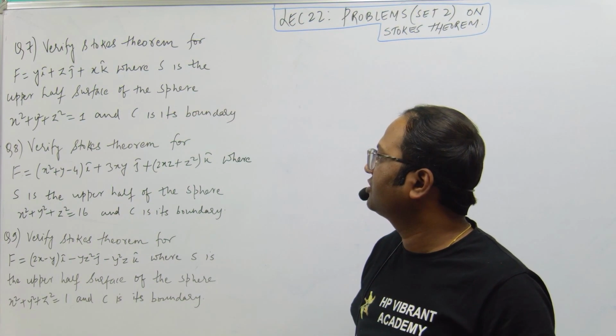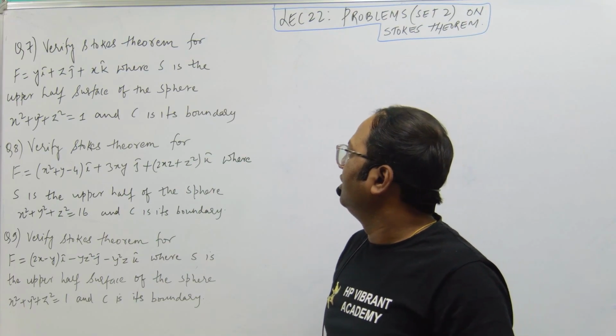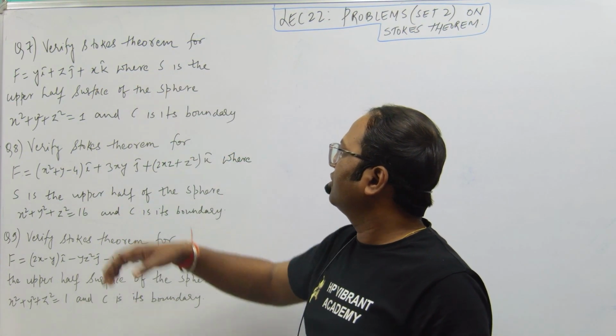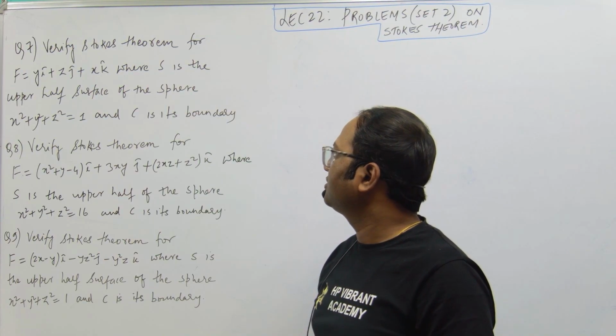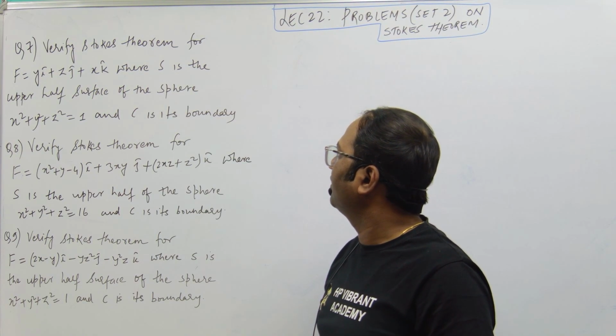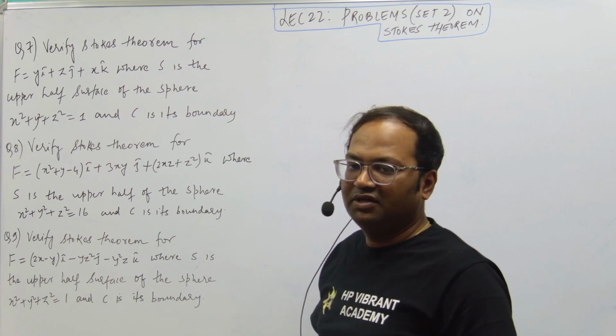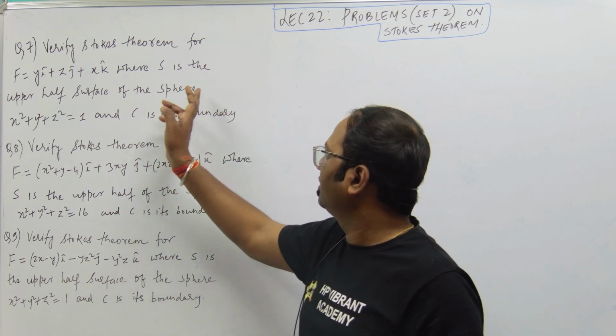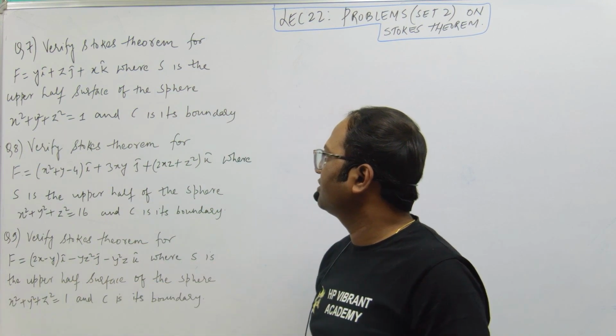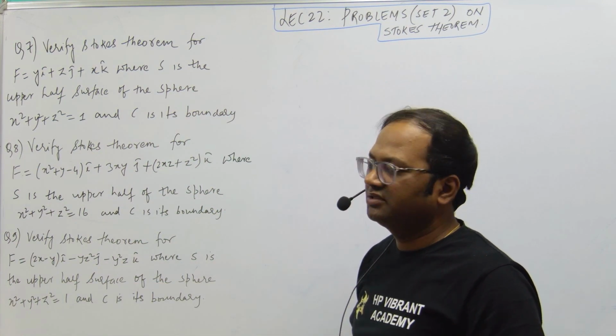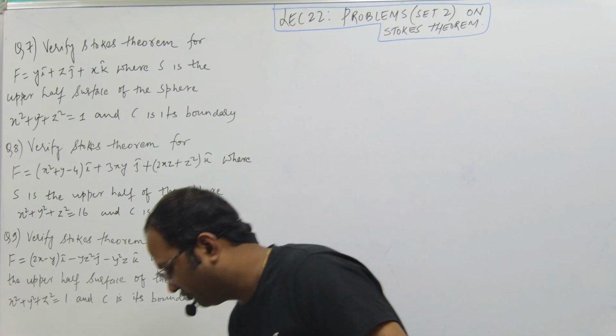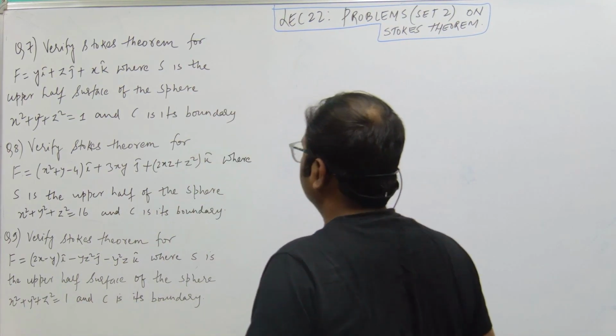In question number 7, we have to verify Stokes theorem for F equal to y i cap plus z j cap plus x k cap, where S is the upper half surface of the sphere x square plus y square plus z square is equal to 1, and C is its boundary.